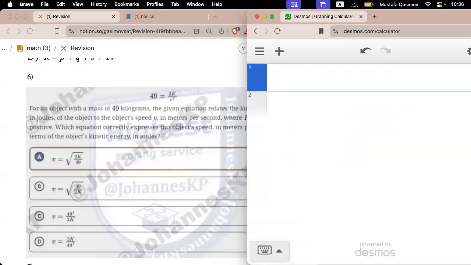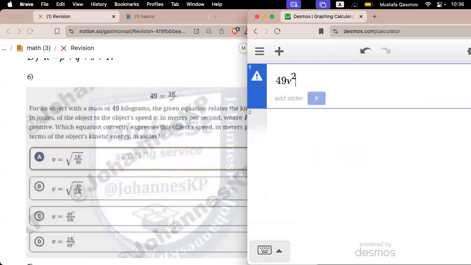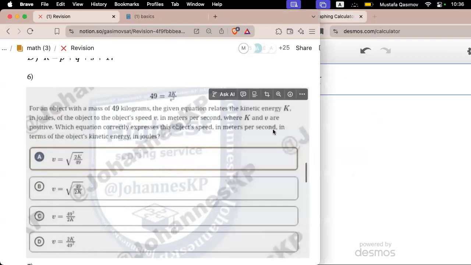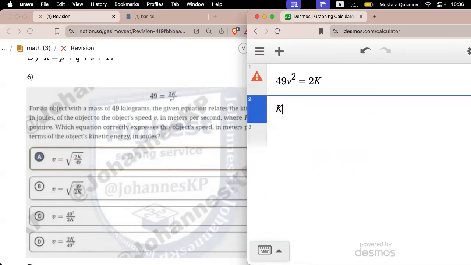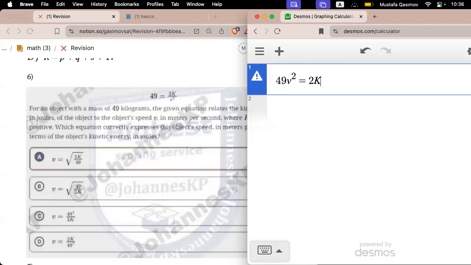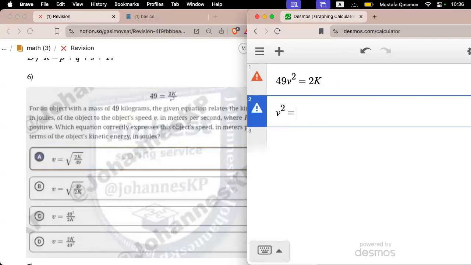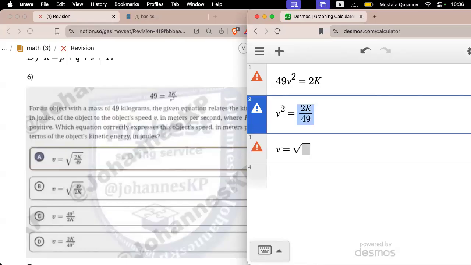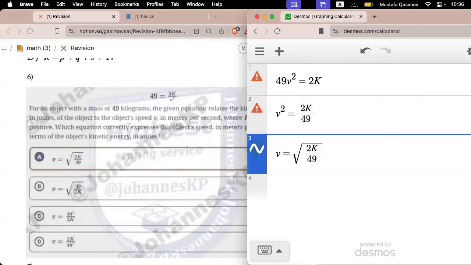You can do here cross multiplication. 49V squared is equal to 2K. And I am saying again, never read this part, okay? It is not important. K is equal to V squared is equal to 7. V squared is equal to 2K over 49. Then V is equal to square root of that expression, right? So answer will be 8. Again, you don't need to write it to decimals. It is very simple.